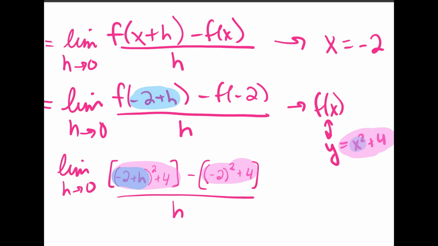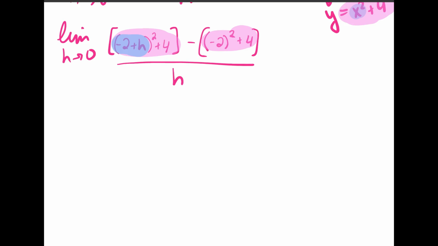Okay, so my goal right now is to take the x value I'm evaluating at, which is negative 2 plus some distance h, and plug that in where you see x. Now we're going to simplify and multiply this out, meaning if I have negative 2 plus h squared, take that and FOIL it out.